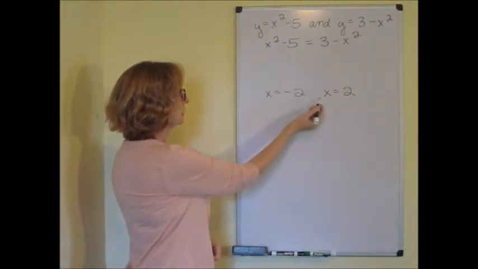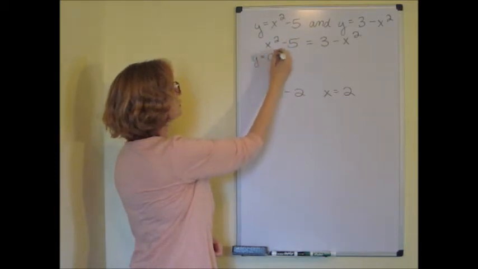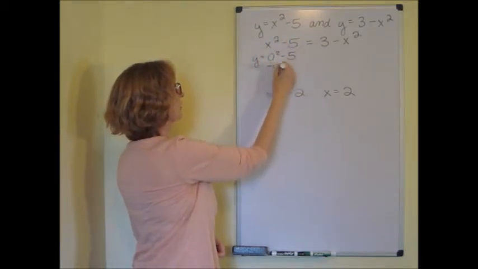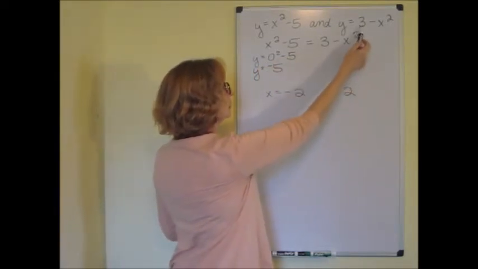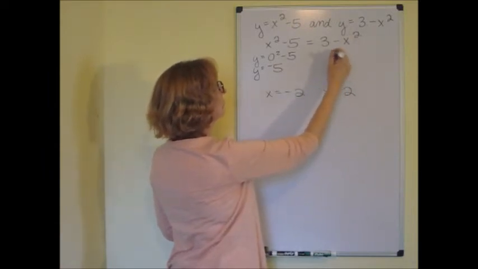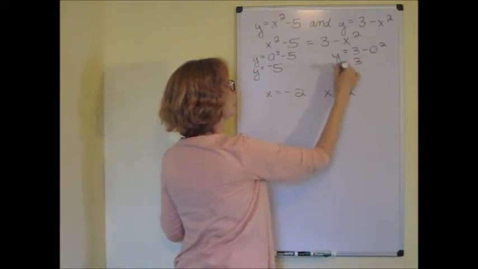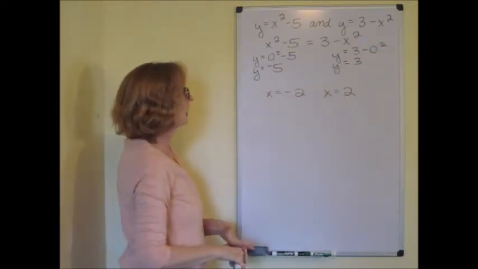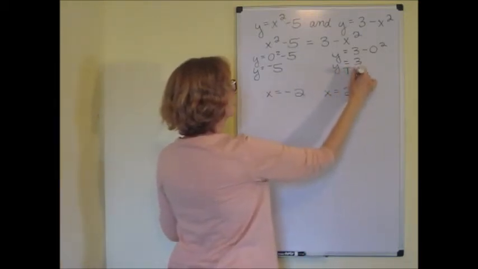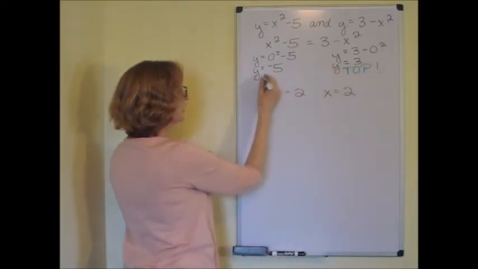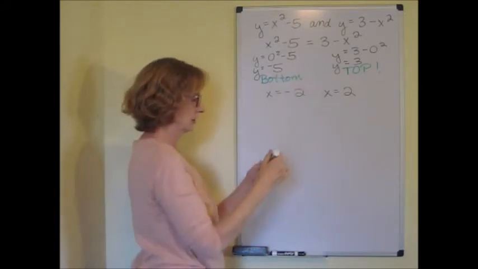So I'm going to just plug in a 0 into this one. I would have y equals 0 squared minus 5, which is a negative 5 for this one. When I pop in a 0 for x in the second graph, I would have y equals 3 minus 0 squared, which gives me y equals 3. And so that tells me which one is bigger. The 3 is bigger. This one is top. And this one is the bottom. And now I'm ready to do my integral.